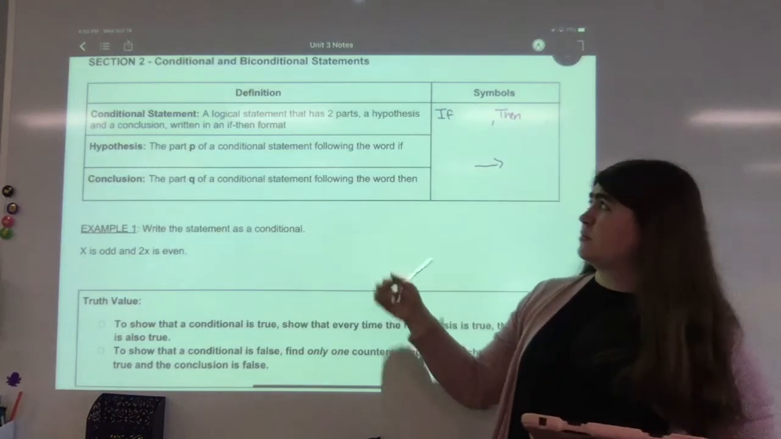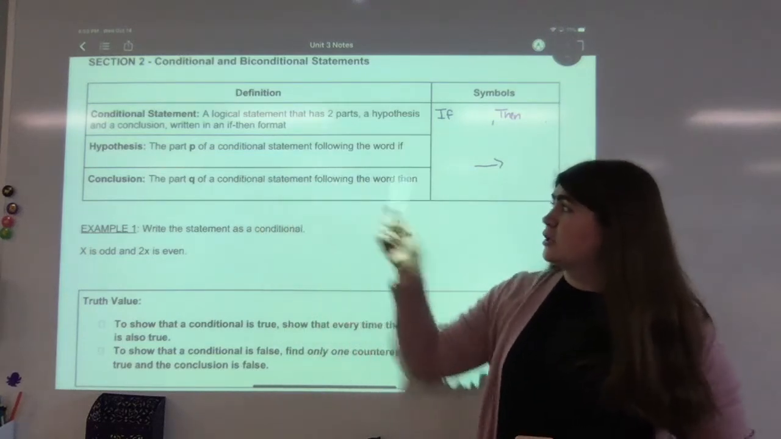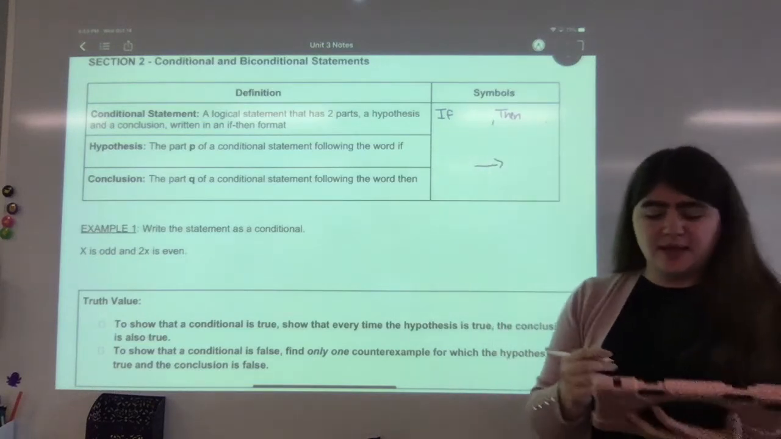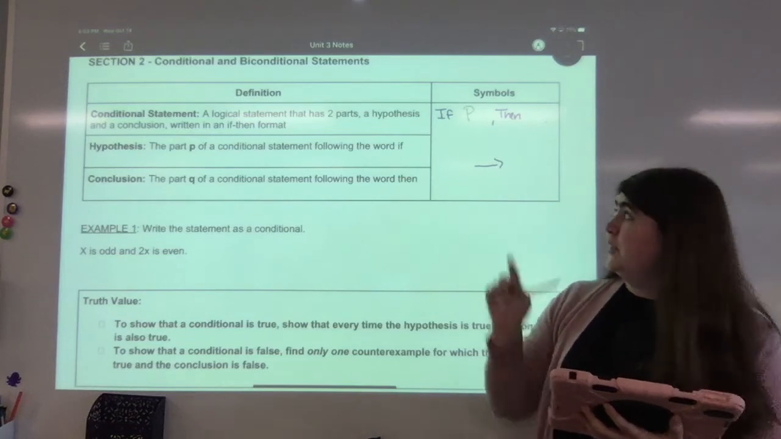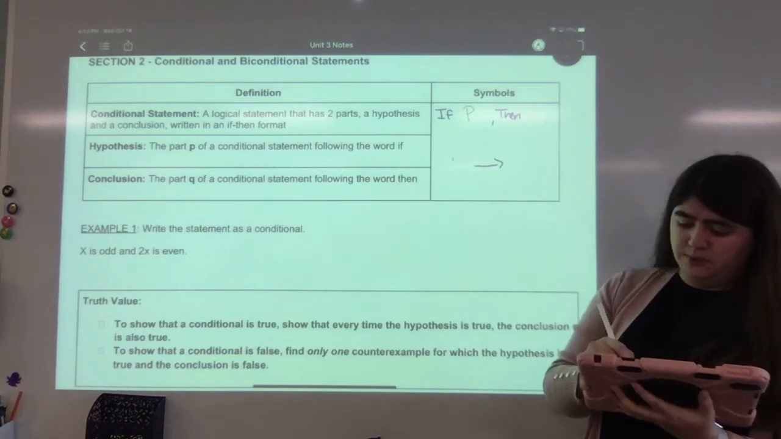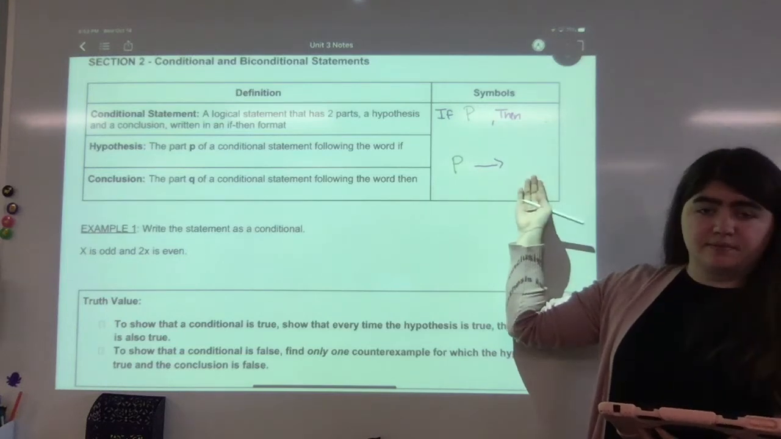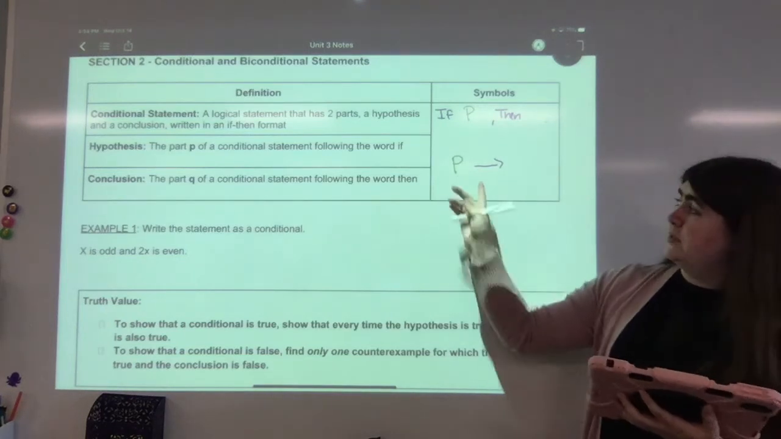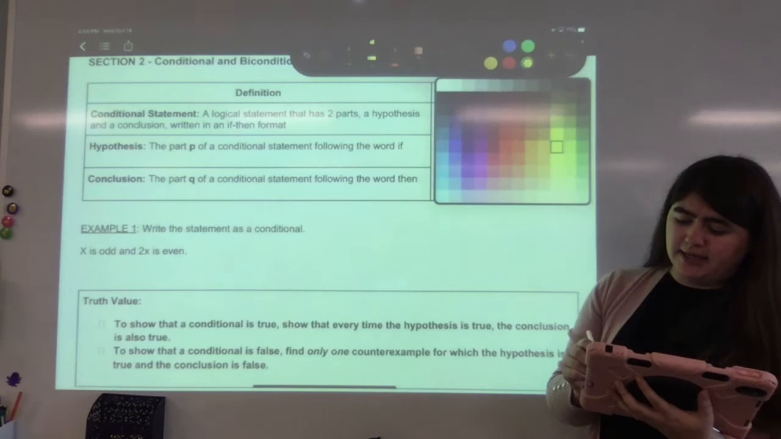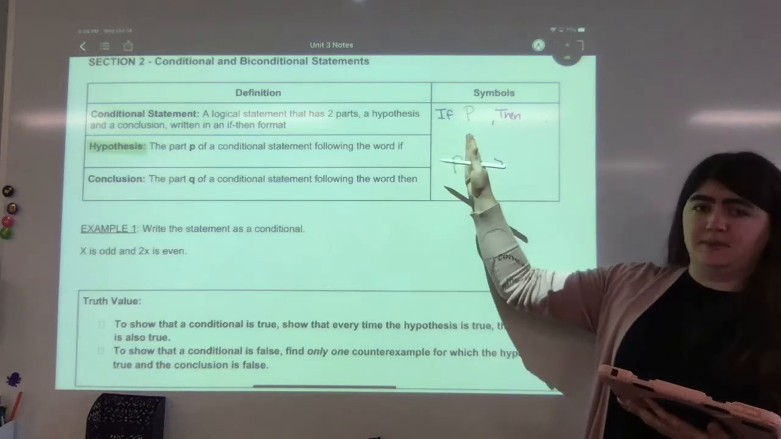In a conditional statement, we have two parts. We have a hypothesis and a conclusion. The hypothesis is the part p of a conditional statement following the word if. So the hypothesis comes right here, and we're going to represent that using the letter P. So if P, then something else. So this reads if P, then, and we don't know what comes next yet. Because I'm using P for the hypothesis and I'm writing the P in green, I'm going to highlight the word hypothesis in green over here. So hypothesis is green, goes with the P.